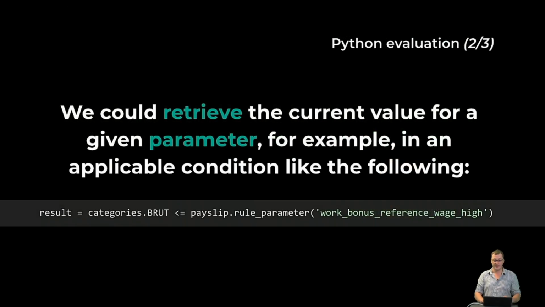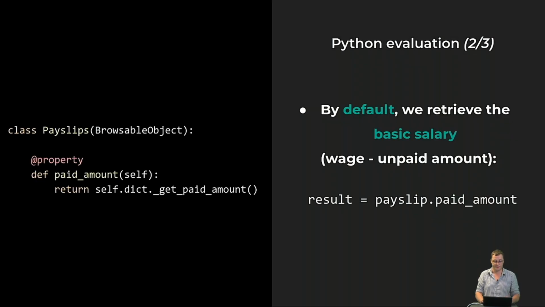Okay, let's say that we only want to apply an employment bonus if the gross salary is under a given amount that may differ over time. Then we could write result equal categories.brut. Remember that the categories browsable object can be used to retrieve the temporary total for a category, less than or equal to my parameter work bonus reference wage I. So as you can see, it's possible to make complex things only by defining data.